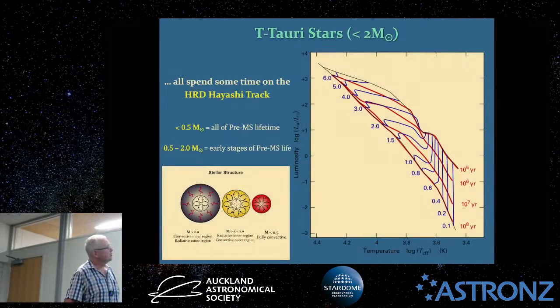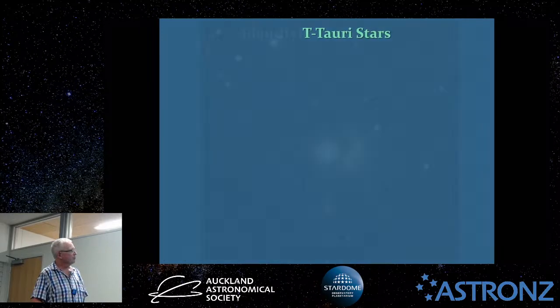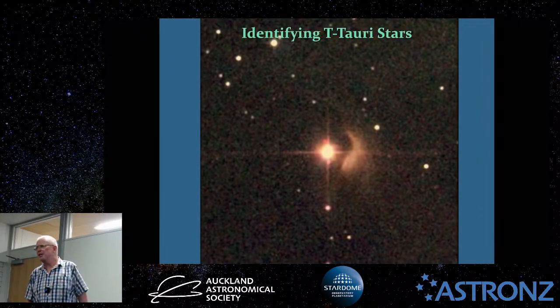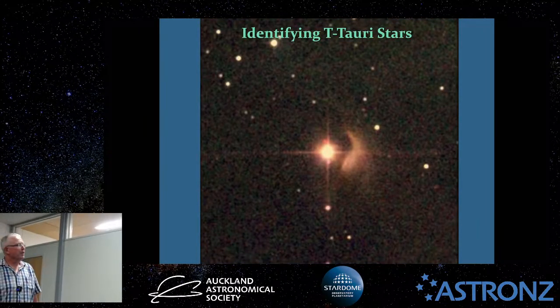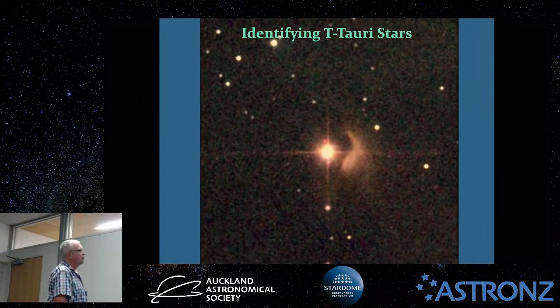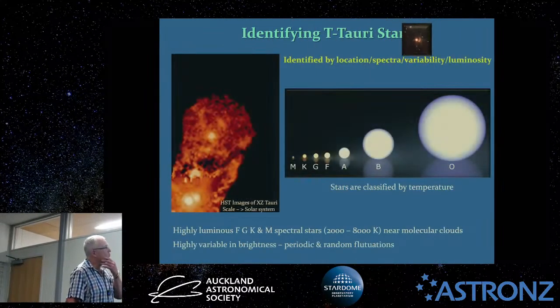So let's have a look at these T Tauri stars. You can see them here, and we've really spoken about this, but just recapping. Stars up to 0.5 solar masses are fully convective all of their life on the pre-main sequence, and those going up to 2 solar masses start off convective and then develop radiative zones, which we've talked about. So how do you identify a T Tauri star when you're looking at it? This is actually the very first one that was identified, the protostar, but there are criteria.